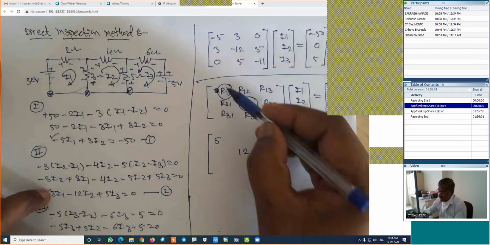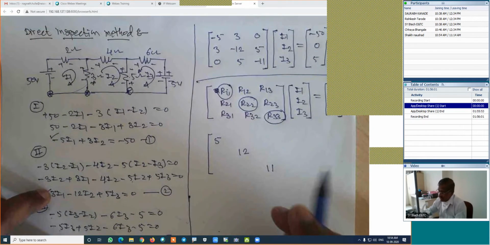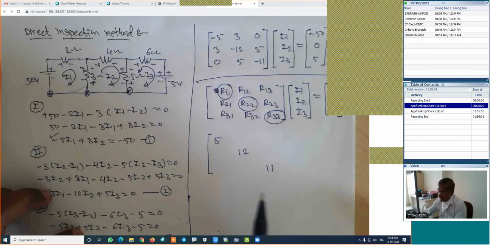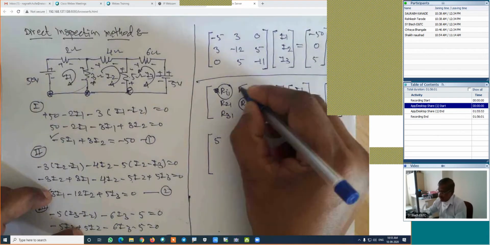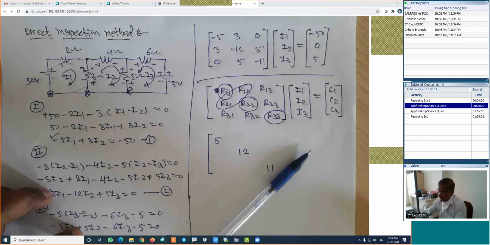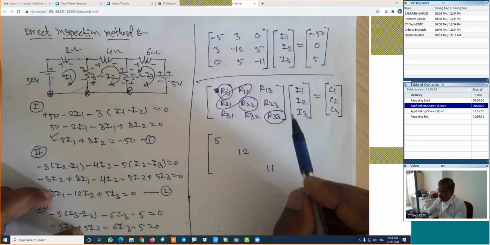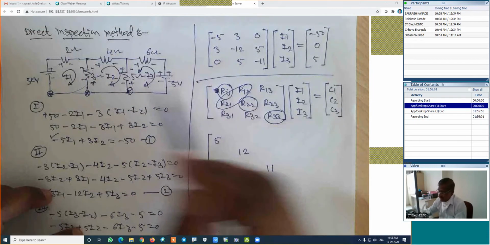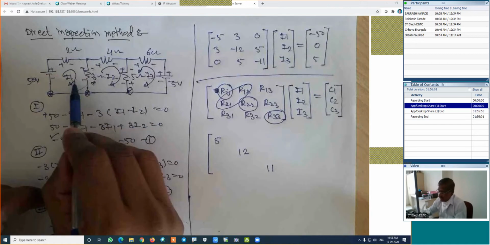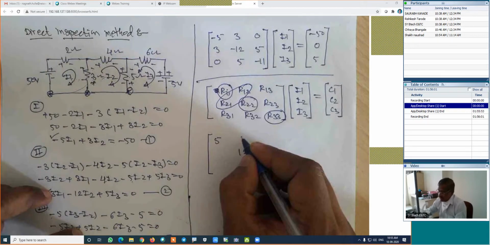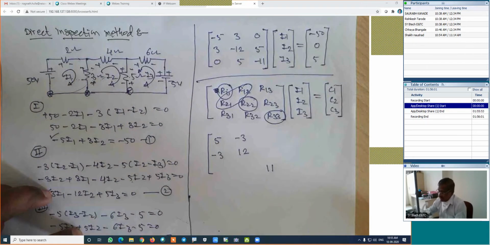Now, only diagonal elements are positive and all remaining elements are negative in this method. I will show both matrix, both equations, and I will justify how these equations are correct. Now, next we will find out these two values simultaneously. Which are these two values? The resistance which is common for the first and second loop, or second and first loop. This was the first loop, this was the second loop. The resistance which is common for both loops is 3 ohm. Its value will become -3, and this is also -3. Is it right?